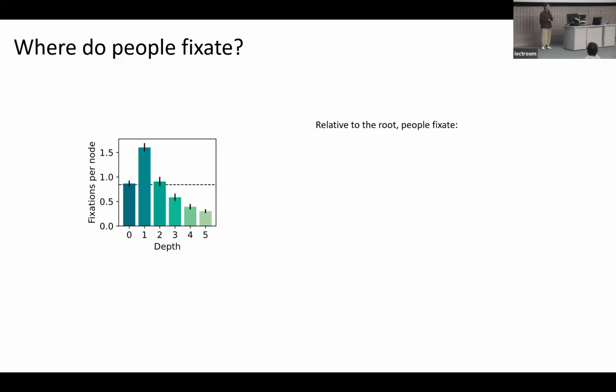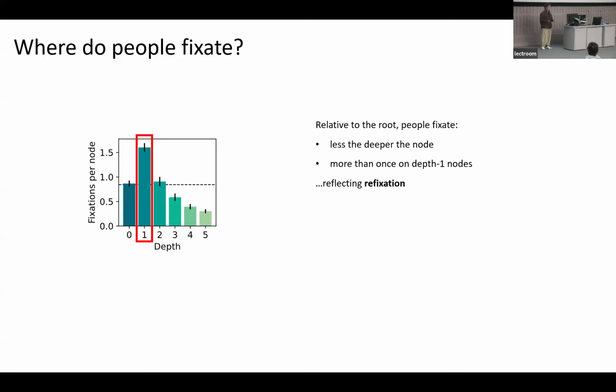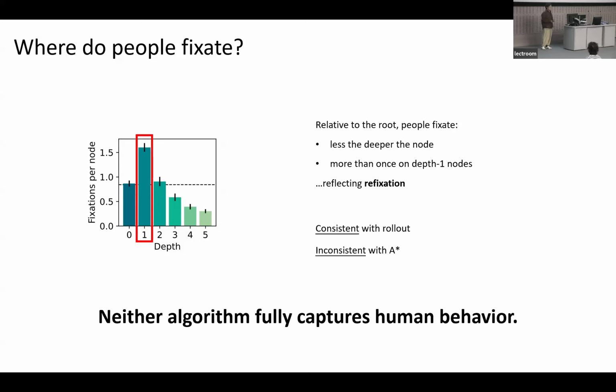We then look into the distribution of fixations across different depths. We see that people generally fixate less on nodes deeper in the tree, and importantly, they fixate more than once on depth 1 nodes, suggesting that they do refixate nodes. This is consistent with rollout, but inconsistent with A star because in this task, A star won't naturally predict revisiting a node. So with these simple examples, we see that neither algorithm fully captures the fixation pattern very well. Then how should we model the strategy here?